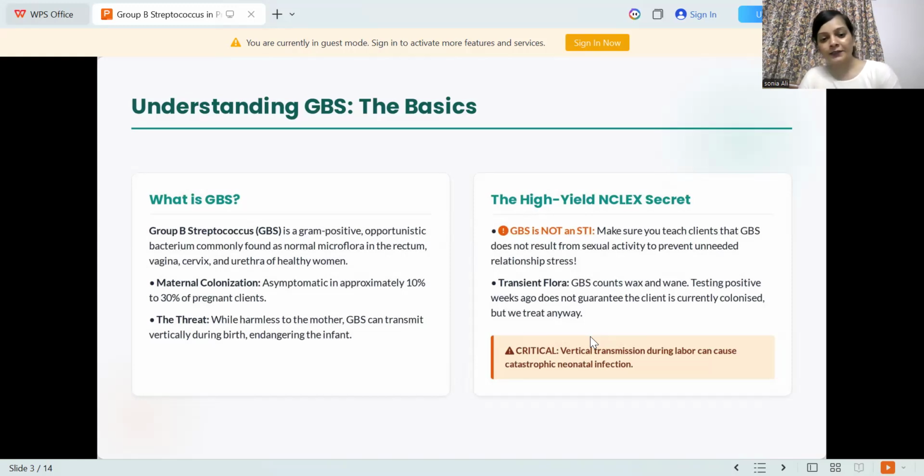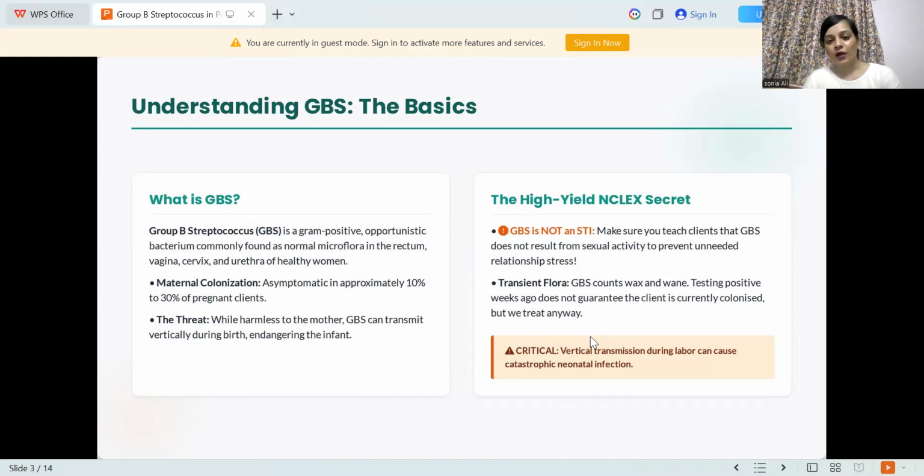Now the high yield NCLEX secret: GBS is not an STI. Make sure you teach the clients that GBS does not result from sexual activity, to prevent unneeded relationship stress. So you can talk with the patient as well and clarify the concept.